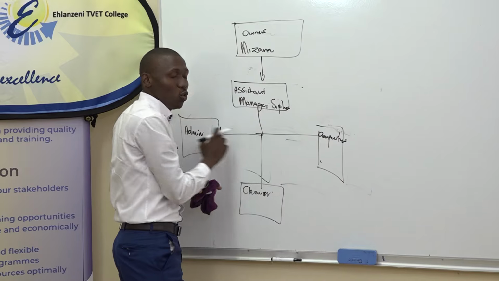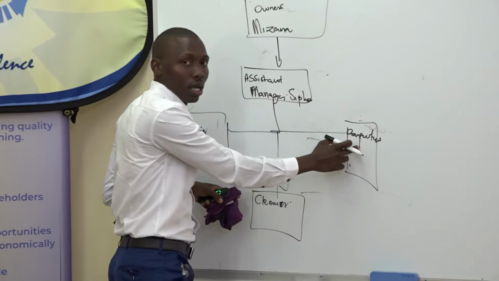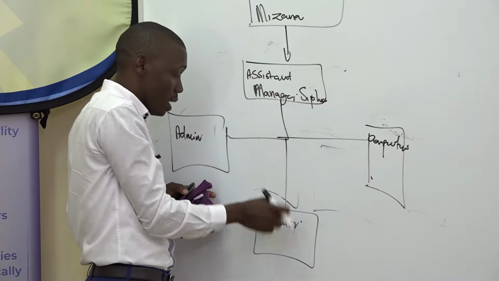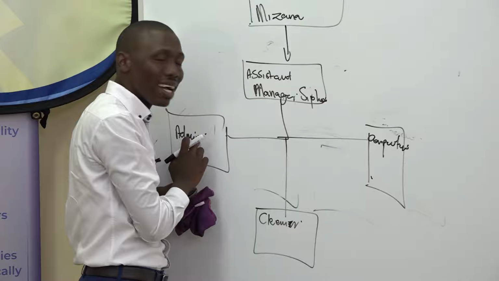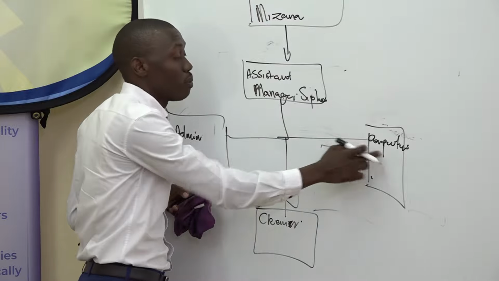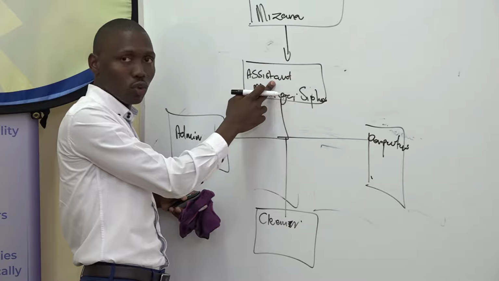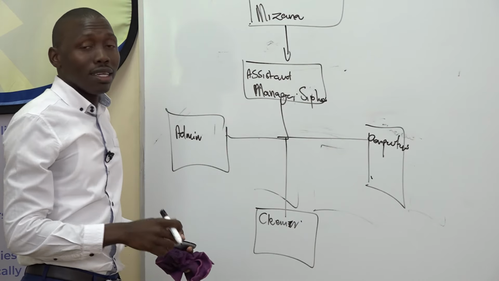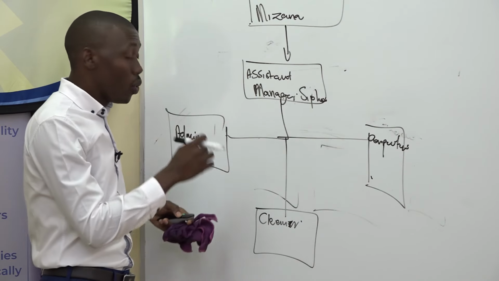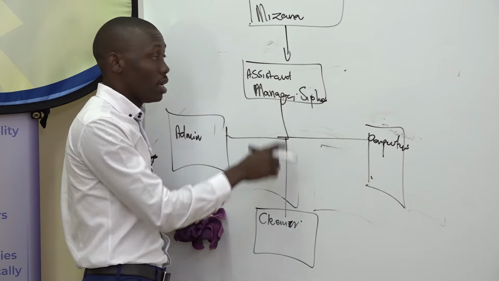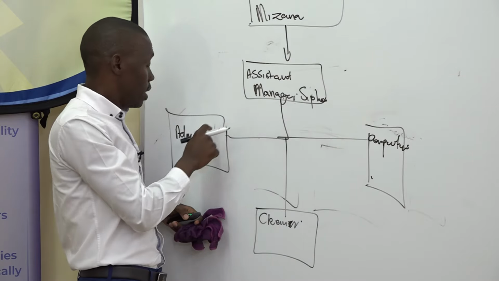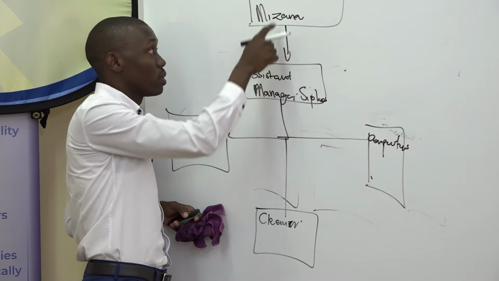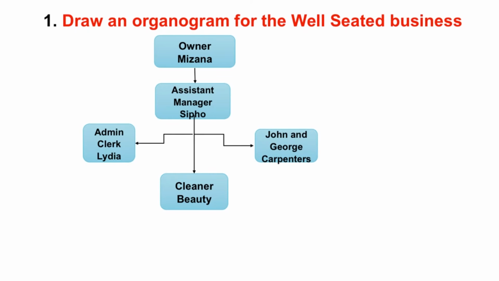Why do we put these two people on the same position? It's because they are in the same position and report to this one. Then this cleaner is under these two people, but this one does not report to these two, but reports direct to Sipho. If we were talking about channels of communication, we would say the cleaner reports straight to the assistant manager. The admin and the carpenter report straight to the assistant manager. Then the assistant manager reports straight to the owner of the organization.